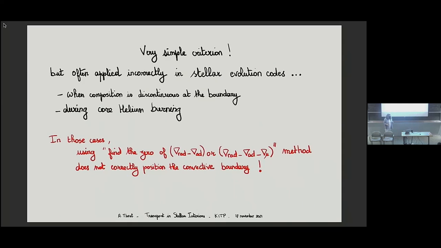Why? Well, because usually people find the zero of grad rad minus grad ad. But if you have composition discontinuities, that is ill-defined.